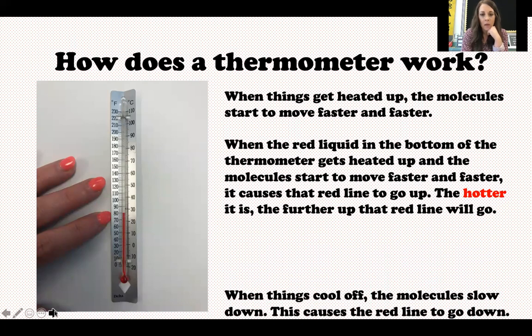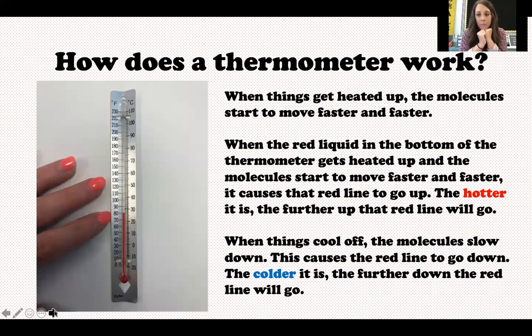All right. When things cool off, the molecules slow down. This causes the red line to go down. The colder it is, the further down that red line will go. So the hotter it is, the further it goes up. The colder it is, the further it goes down.